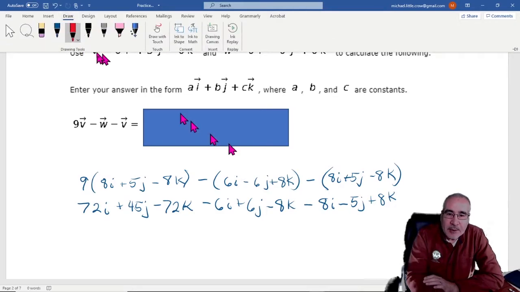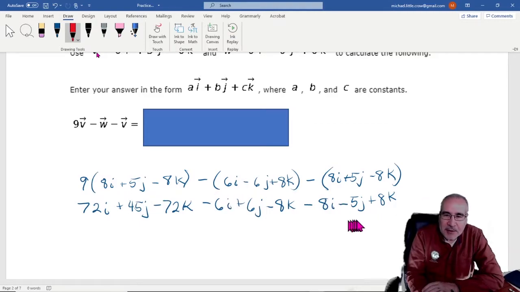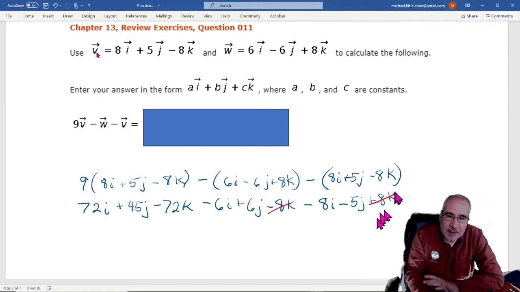So now it's just arithmetic, adding. I mean, this has already been arithmetic, I guess. You know, distributing is really arithmetic. I see a minus k and a plus k, so okay, that makes my negative 72k is what we're going to get. Made that easy.